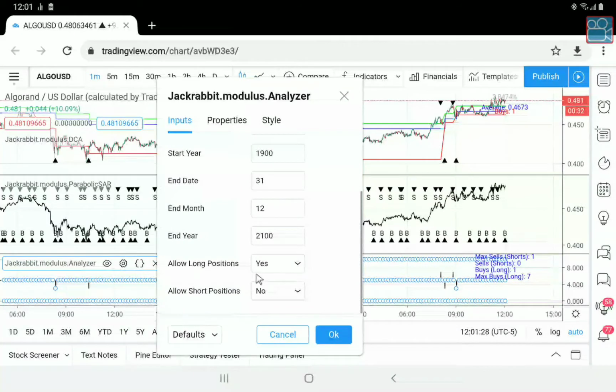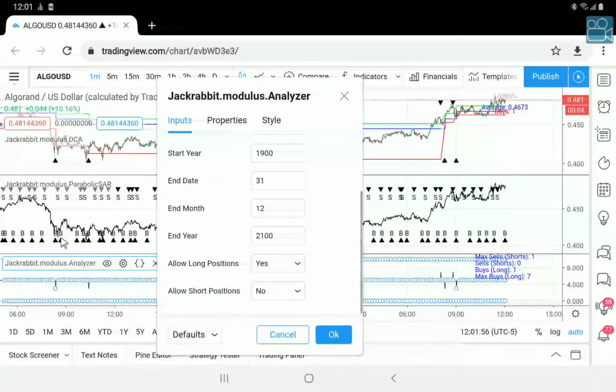Now, let's look at this part next. Long positions are when the price is low when you buy and the price is high when you sell. Short positions are when the price is high when you buy or open a short position, and the price is low when you close the short position.